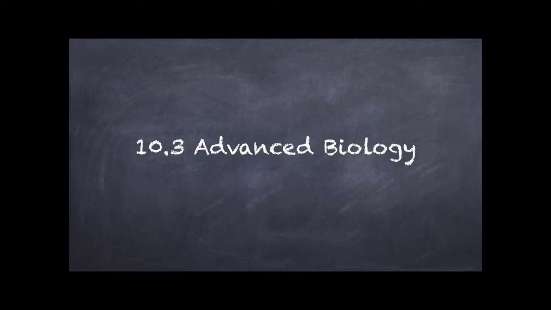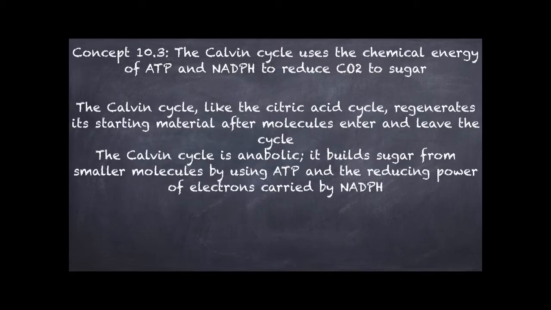All right, in this video, we're going to do 10.3 to 10.5. It's not a lot of slides, so just make sure you follow along because there are more processes that we're going to talk about. So in 10.3, we're going to talk about how the Calvin cycle actually uses chemical energy of ATP and also NADPH to reduce carbon dioxide to sugar. Remember, both ATP and NADPH are being given to the Calvin cycle from the light reaction.